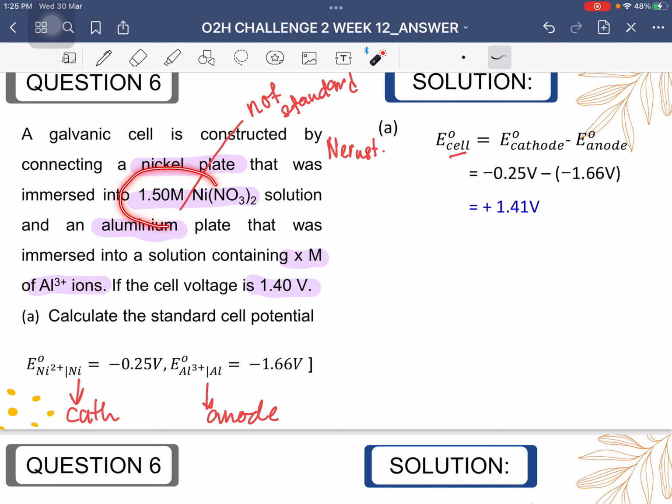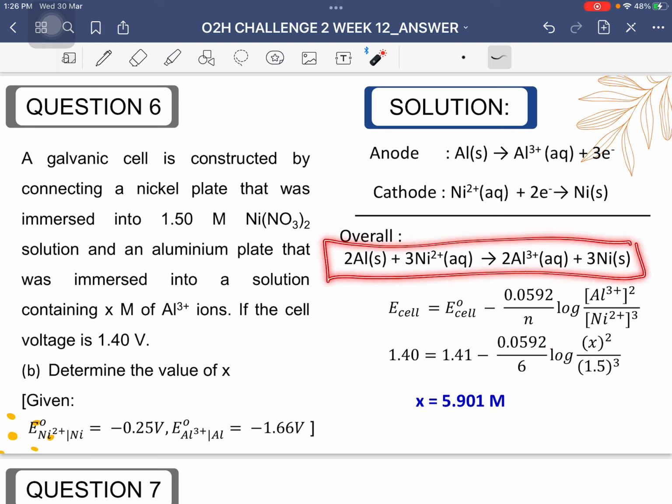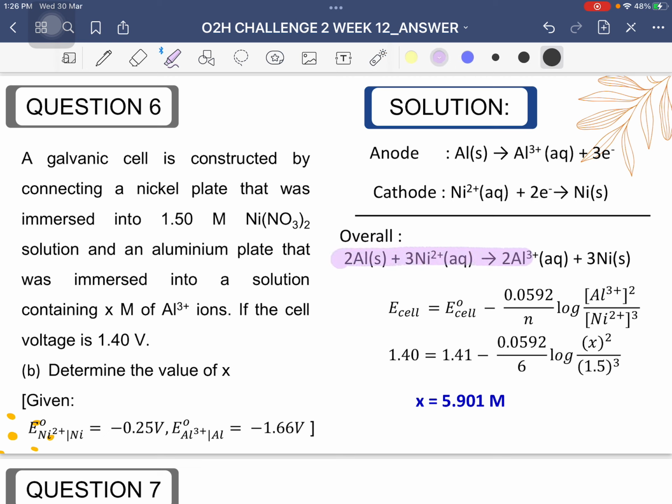Okay, since the concentration is not 1 molar, therefore we can calculate the cell potential. Determine the value of X. The value of X refers to the concentration of aluminium 3+. We can find the concentration from the Nernst equation. But before we substitute into the Nernst equation, we must make sure what our overall equation is. So please make sure students write the overall equation before substituting into the Nernst equation.